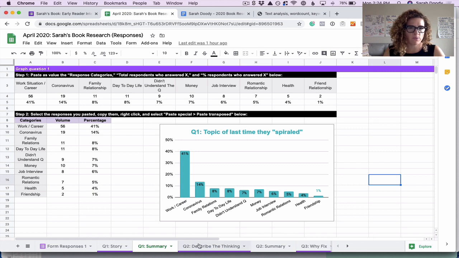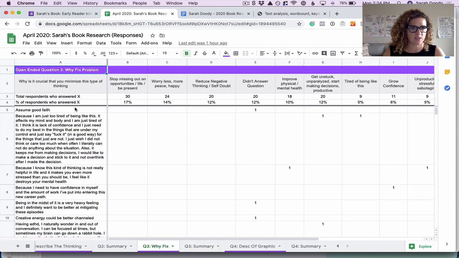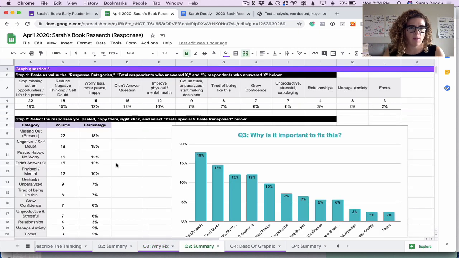But as I went through the rest of the survey, you remember, let's go to question 3. We don't need to do all of them, but question 3 was that question around why is it important to fix this negative or panicked thinking? And so again, I put all the answers in this column, and then I made all these columns based on the trends I noticed, and we don't have to go through them all. I read all of these and I assigned them over here. And then I came up with my results.